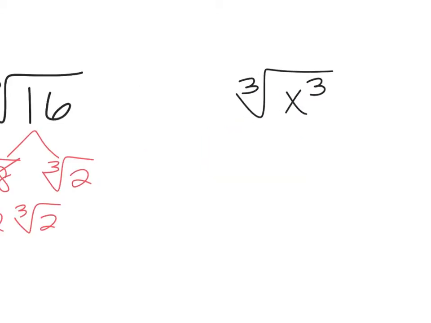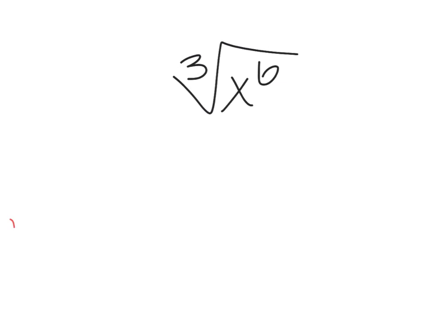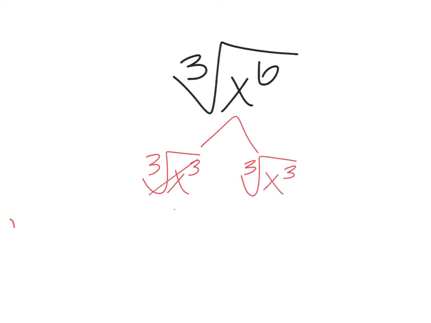All right, let's do a variable. What do you think the cube root of x to the third is? Well, cube roots and third powers cancel each other out, and you just have x. So then the cube root of x to the sixth would break up into the cube root of x to the third times the cube root of x to the third. That gives you x times x, which is x squared.